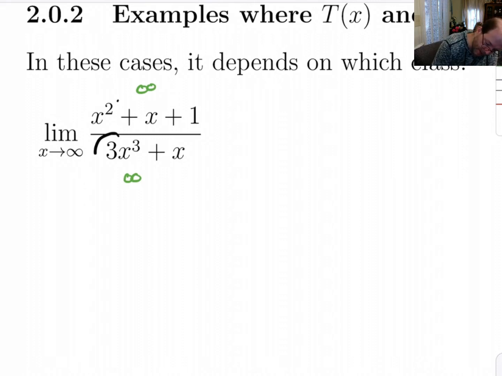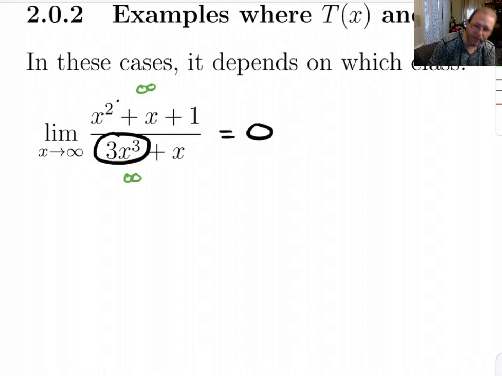Well, the bottom has a larger degree, so this is going to go to 0. How do we know that? Well, we talked about that earlier in the semester. If you wanted to here, though, you could use L'Hopital's rule a couple of times. After 2 applications, the top would be a constant, and the bottom would still have a factor of x in it. And so we'd wind up with a constant over infinity, which would give us 0.